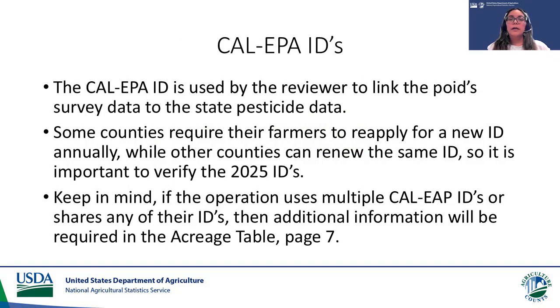The California EPA ID is an important part of the survey, because this is what helps the reviewer link the operation survey data with their state pesticide data. Again, some operations have multiple IDs. If that is the case, make sure to list all of the applicable IDs for the 2025 crop year.